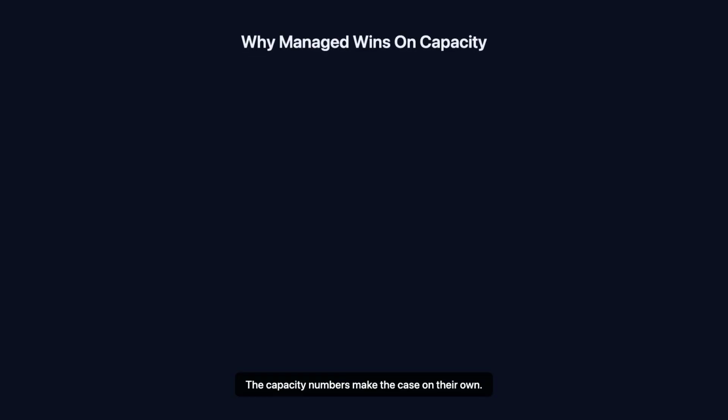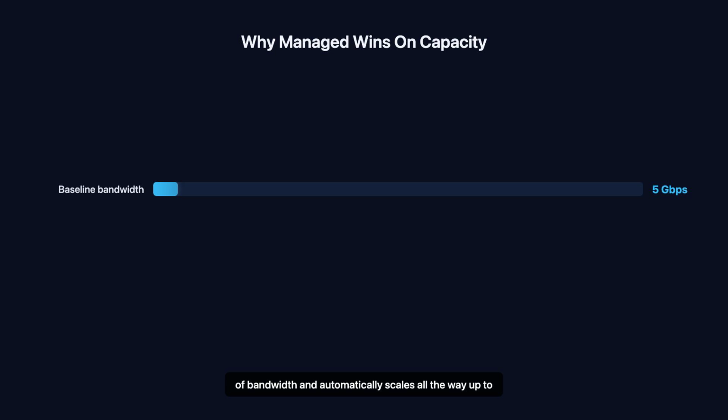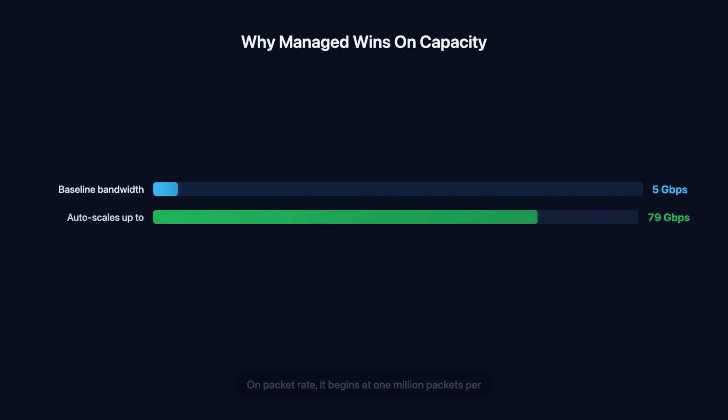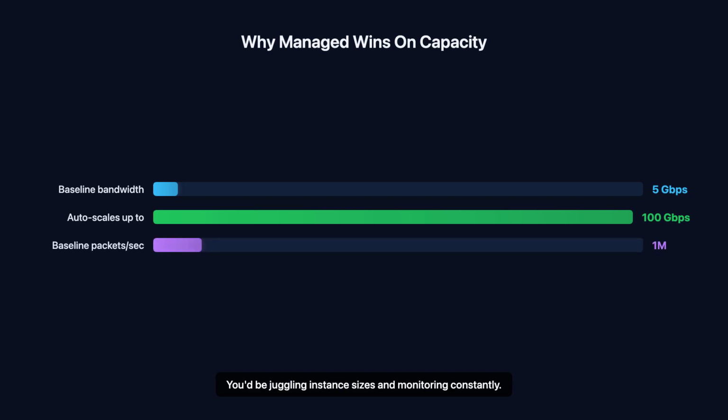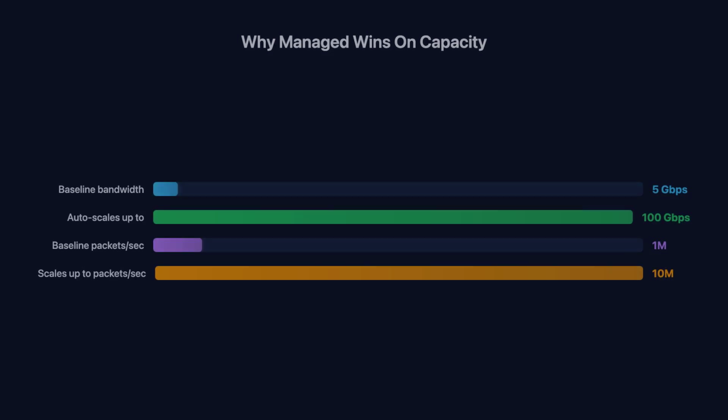The capacity numbers make the case on their own. A single NAT gateway starts at 5 gigabits per second of bandwidth and automatically scales all the way up to 100 gigabits per second. On packet rate, it begins at 1 million packets per second and climbs to 10 million, with zero configuration on your part. Now imagine hand managing a NAT instance to match that. You'd be juggling instance sizes and monitoring constantly. That elastic headroom, handed to you for free, is exactly why the managed gateway is the default answer.